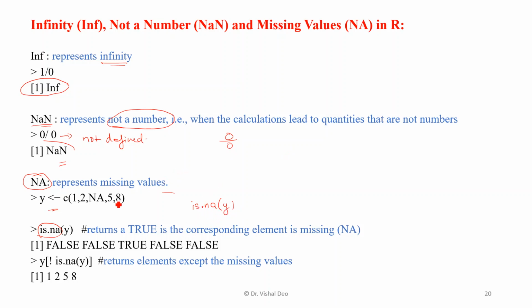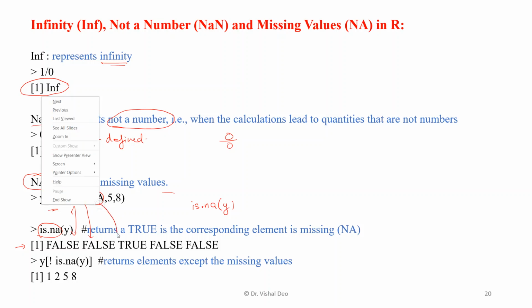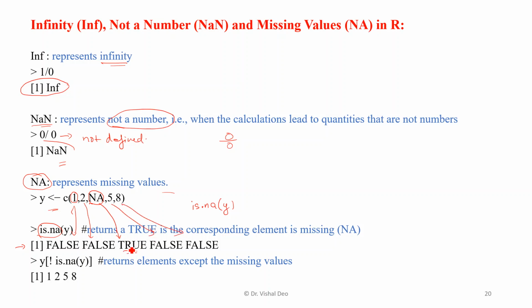Suppose I define a vector y where there is a missing value in it. The third element is missing here. If I apply the function is.na on y, this is the output I will get. The first one is not missing, so it will return false. The second one is also not missing, so it will return false. But the third element is missing, so it will return true. The fourth element is not missing. The fifth element is not missing. So this is what it returns.